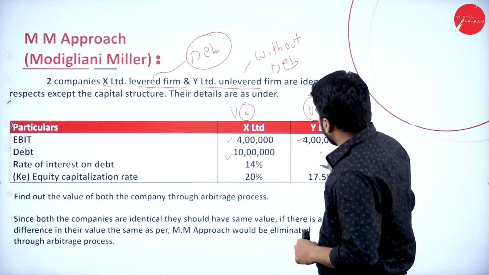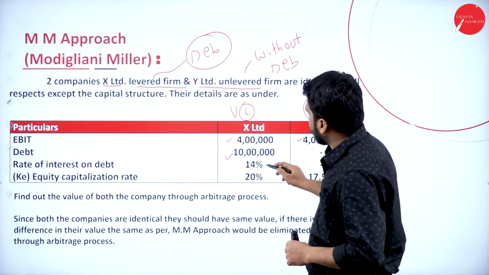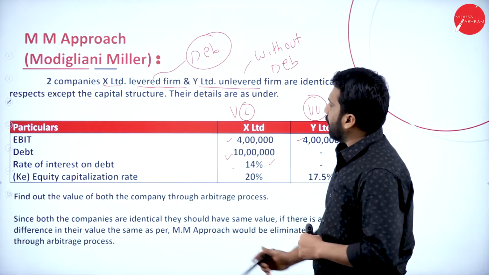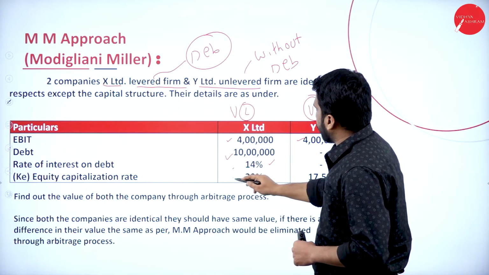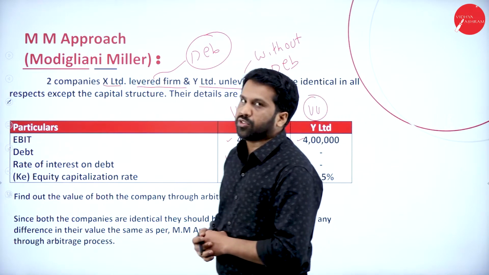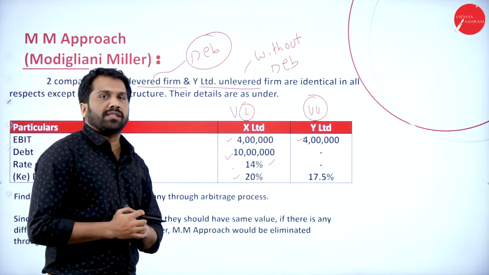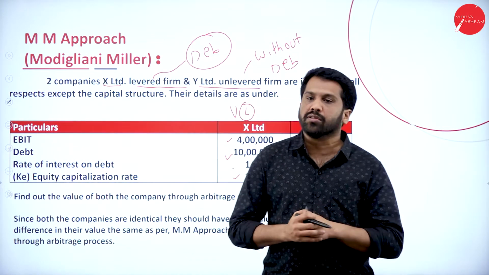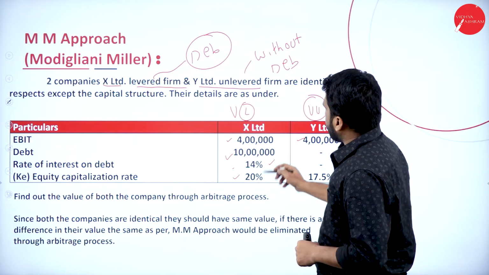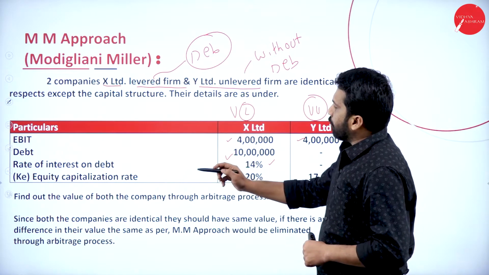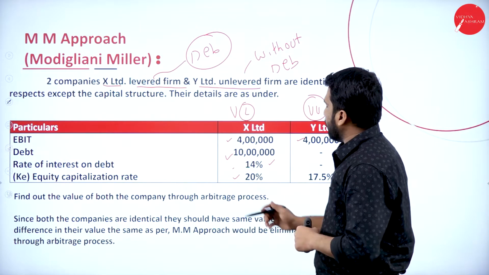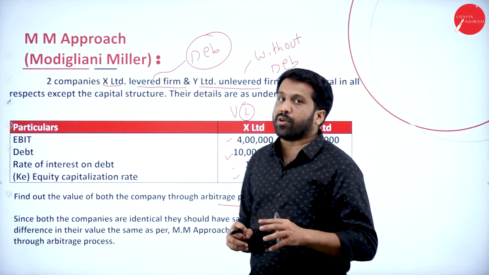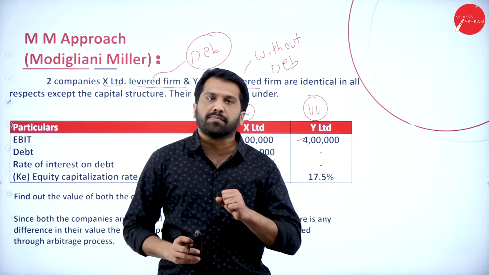If there is no debenture, there is no interest also, but we have interest of 14% for debentures. Along with that, we have an equity capitalization rate of 20%. These are the information we have. Find out the value of both the companies through the arbitrage process. Under this approach, we have a concept called the arbitrage process.